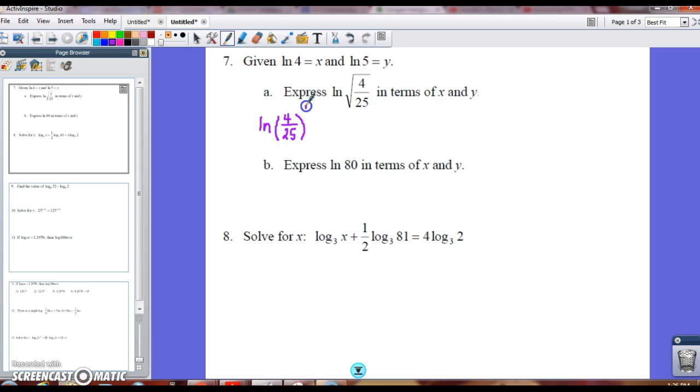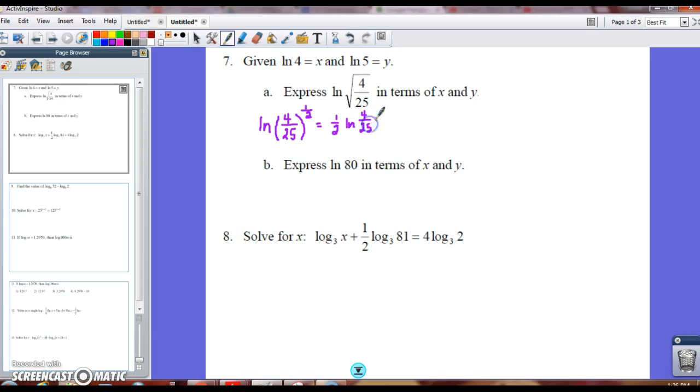Remember, when you take the square root of something, you can write that as a fractional exponent. The denominator of that fraction is the root you're taking. So if it was a cube root, it would be to the 1/3 power. If it was a 6th root, it would be to the 1/6 power, etc. Okay, so now I can go ahead and use my power rule. If I bring that out in front, I end up with 1/2 times ln of 4 over 25.